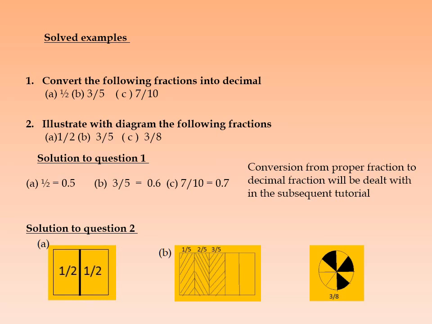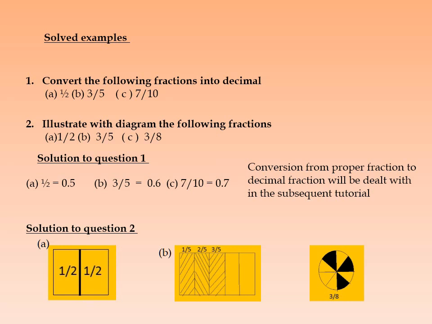We are going to be discussing the conversion from one form of fraction to another, and other types of fractions. So if you look at the second question, we are to illustrate with diagrams the following fractions. So question 2a, you have 1/2. That is when you divide a square into 2, each part contains 1/2. That's half of the total size, which is the square.